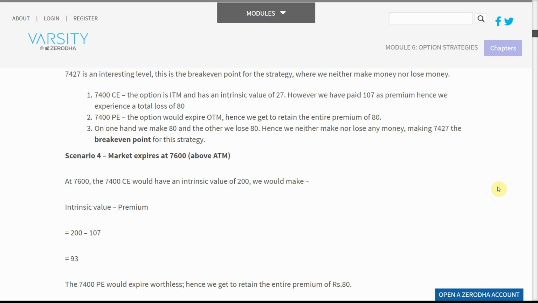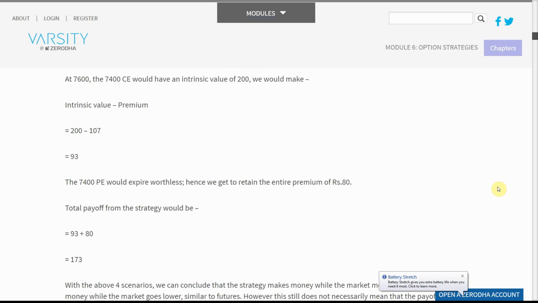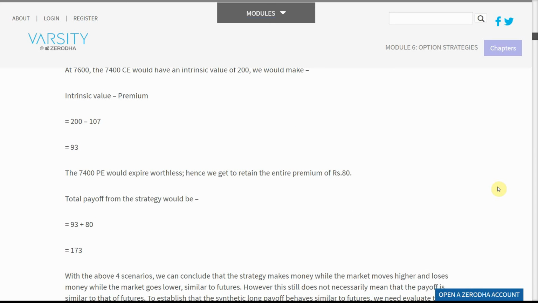Scenario 4, market expires at 7,600, above ATM. At 7,600, the 7400 CE would have an intrinsic value of 200. We would make intrinsic value minus premium, equals 200 minus 107, equals 93. The 7,400 put would expire worthless. Hence we get to retain the entire premium of 80 rupees. Total payoff from the strategy would be 93 plus 80 equals 173.